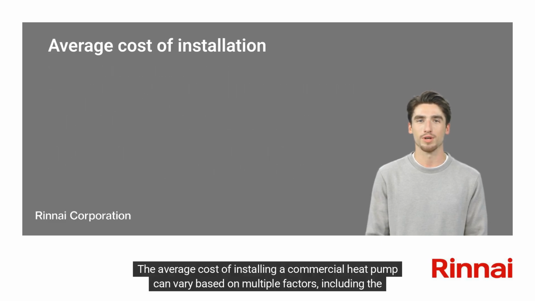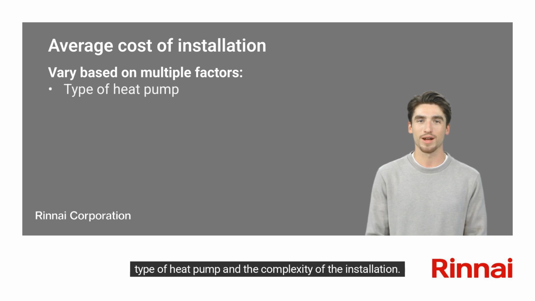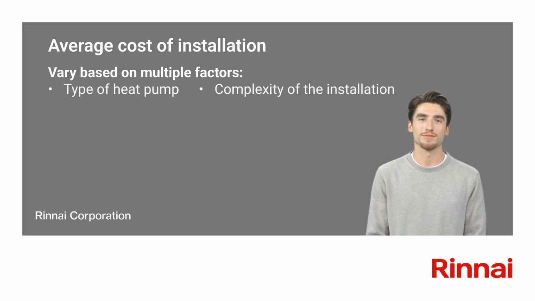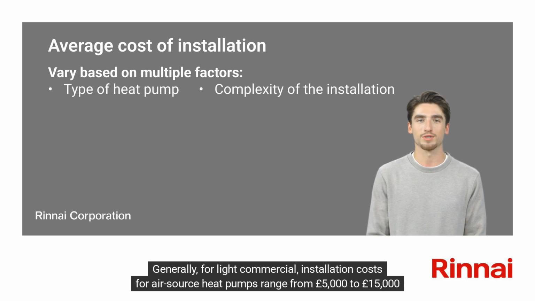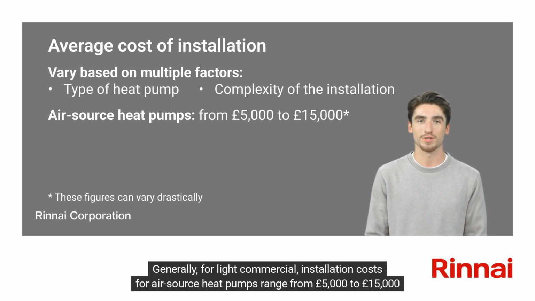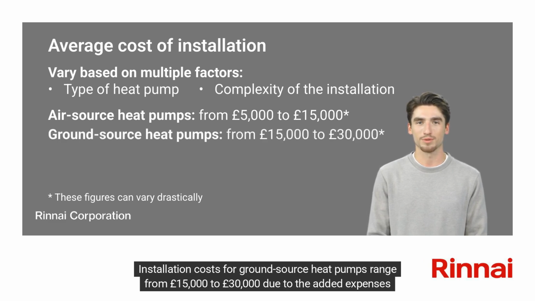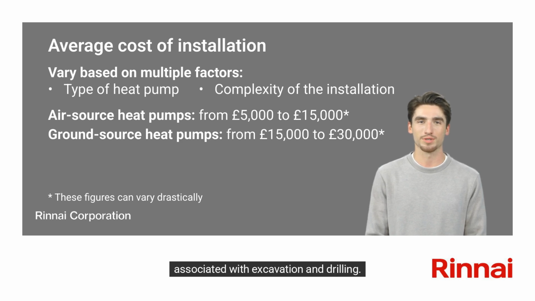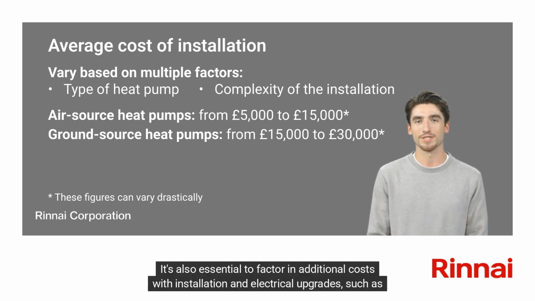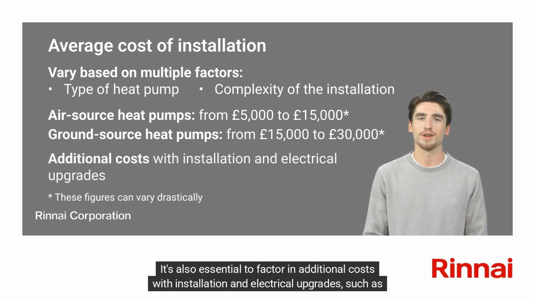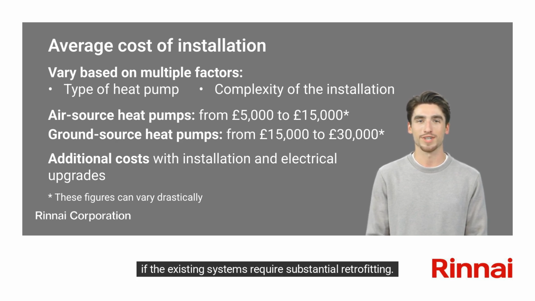The average cost of installing a commercial heat pump can vary based on multiple factors, including the type of heat pump and the complexity of the installation. Generally, for light commercial, installation costs for air source heat pumps range from £5,000 to £15,000 depending on the system's capacity and specific features. Installation costs for ground source heat pumps range from £15,000 to £30,000 due to the added expenses associated with excavation and drilling. It's also essential to factor in additional costs with installation and electrical upgrades, such as if the existing systems require substantial retrofitting.